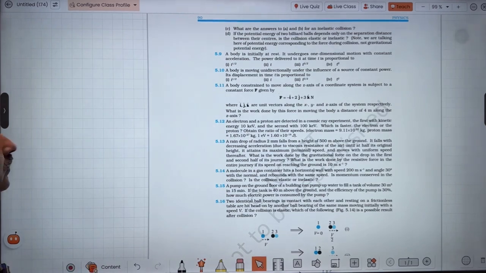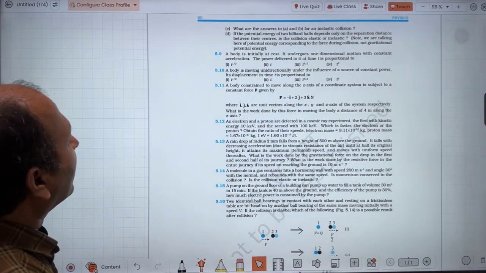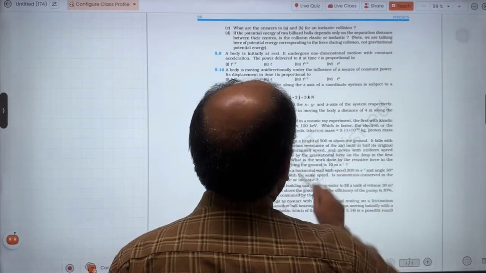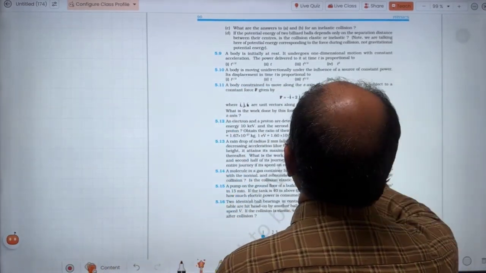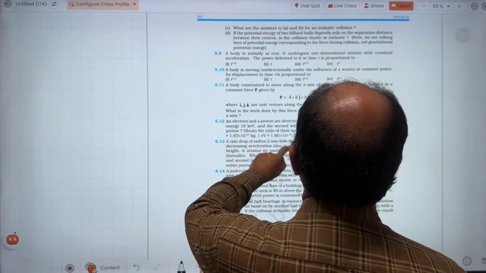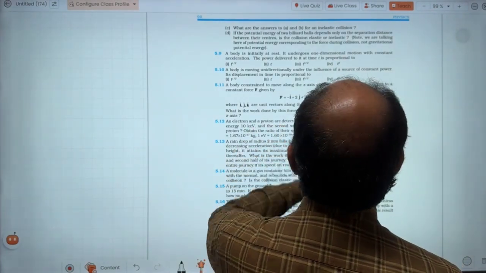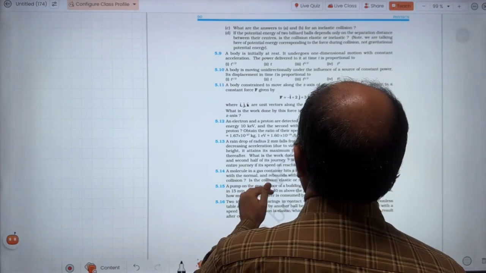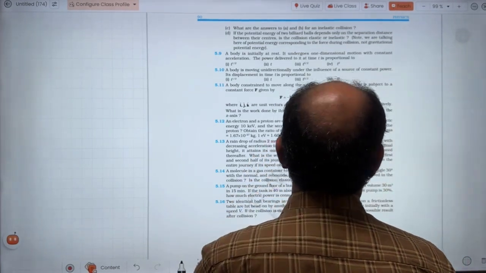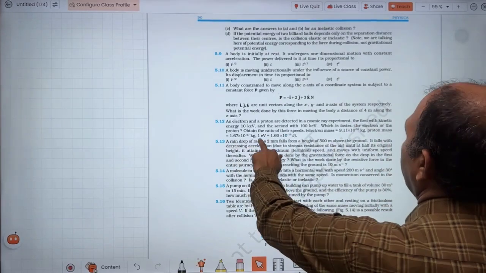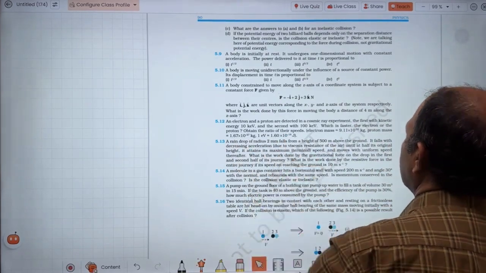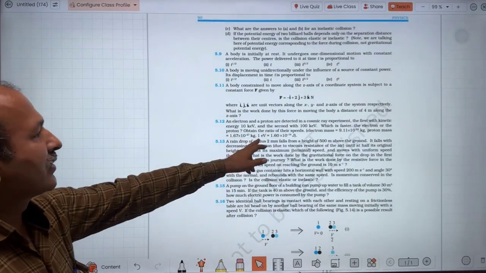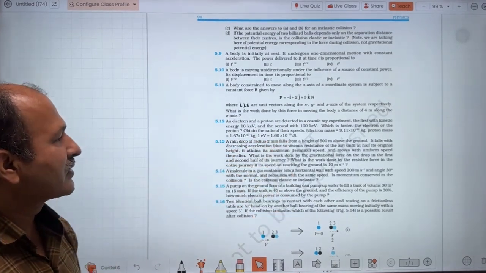Let's take question number 12. An electron and a proton are detected in a cosmic ray experiment. The first with kinetic energy 10 kilo electron volt and the second with 100 kilo electron volt. Which is faster, the electron or the proton? Obtain the ratio of their speeds. Electron mass and proton mass are given, and the charge on an electron is given. This is in terms of electron volt. 1 electron volt is equal to 1.6 into 10 power minus 19 joule.